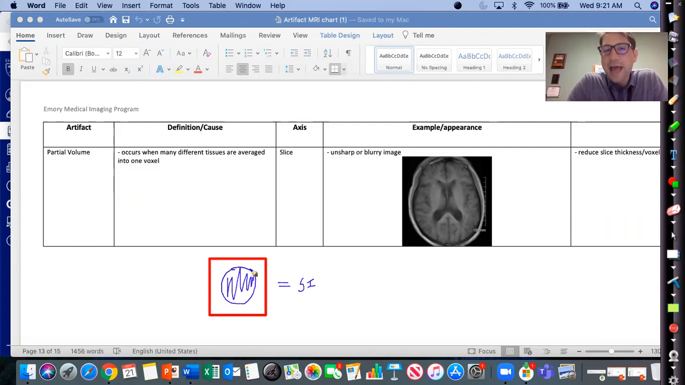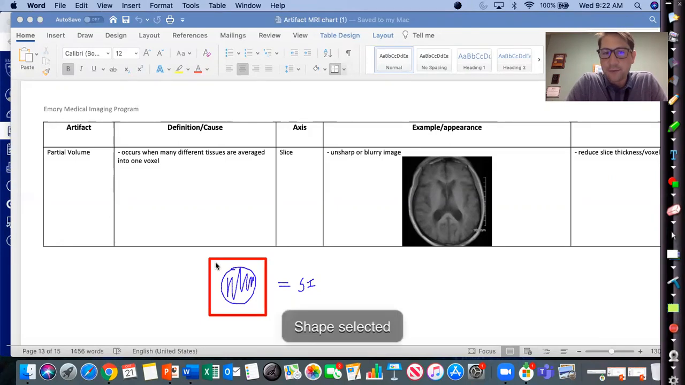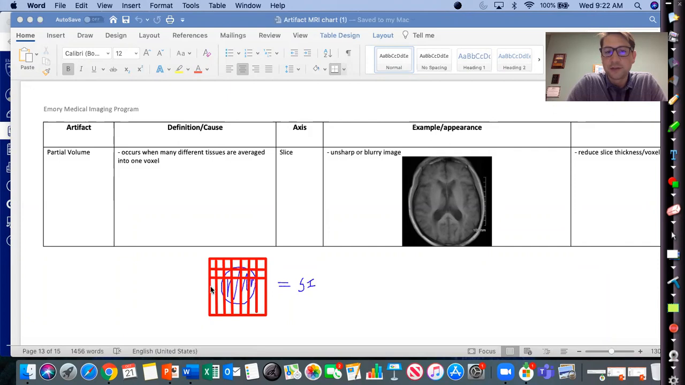Okay? So this happens typically when you have very large pixels because there's a lot of different tissues within that one particular pixel. But let's say if we increase our matrix so that we have now a very fine matrix. So it looks something more like this. So you can see our pixels are getting way smaller.